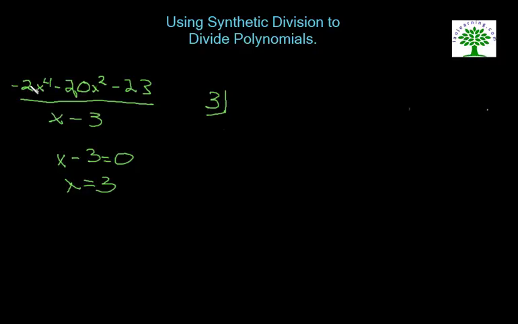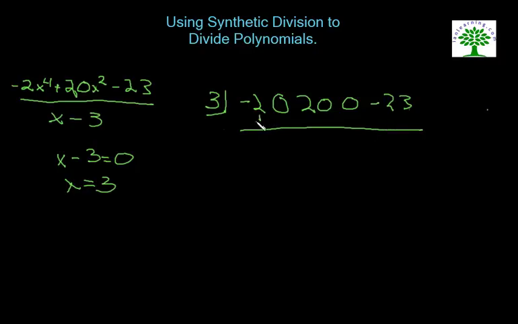Once we have that, we're going to set up our coefficients of the dividend right next to the number that's in the box. So we're going to have -2, and this was supposed to be a plus. Then we're going to have a 0 as a placeholder for the x cubed term. Then we're going to have +20. Then we're going to have another 0 as a placeholder for the x to the first power. Remember, we're going right down the line. We're in standard form here. 4, 3, 2, 1, x to the 0. So then we have our constant, -23.